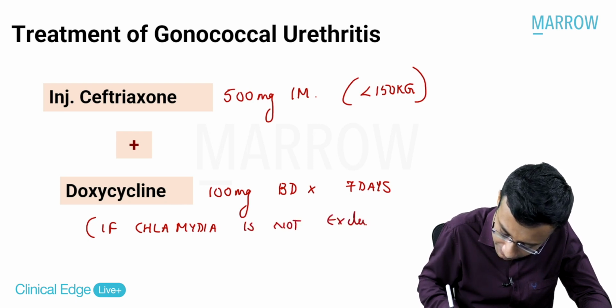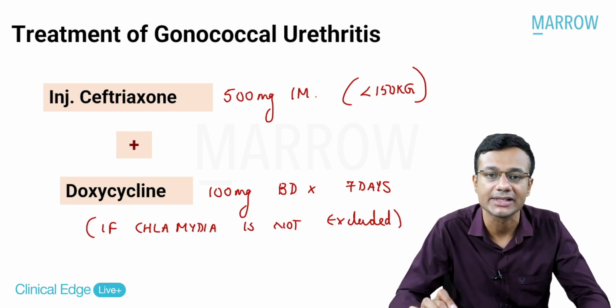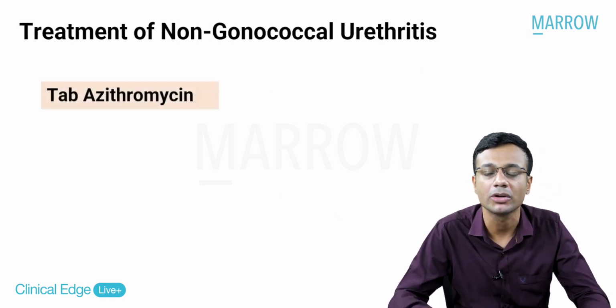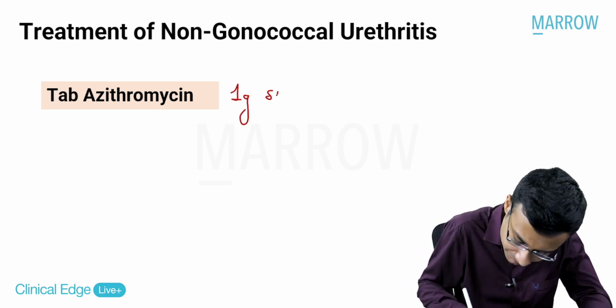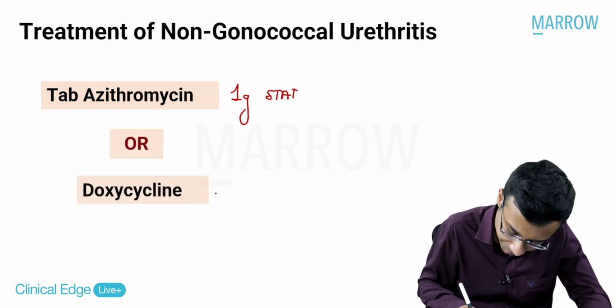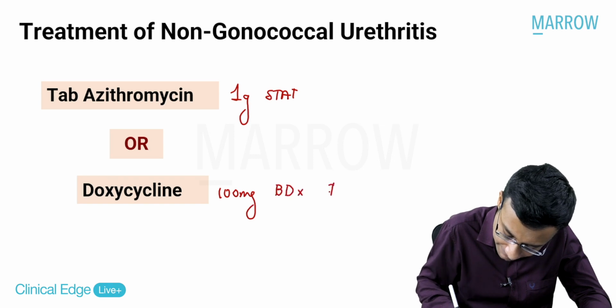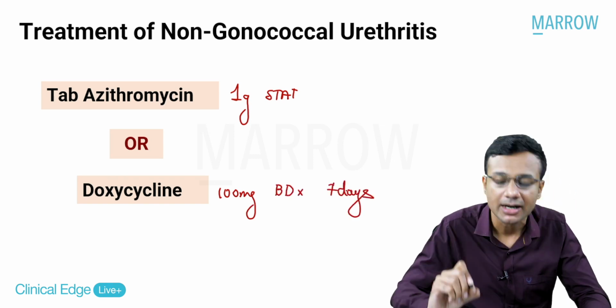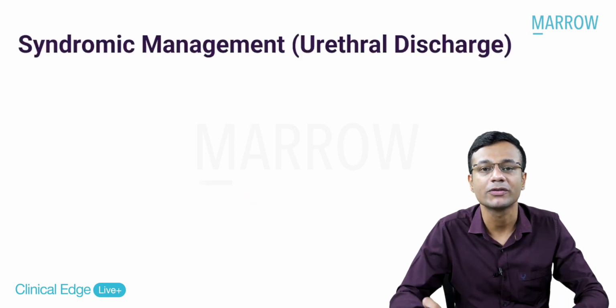If chlamydia is not excluded, definitely you should be giving doxycycline 100 milligram BD for 7 days. When we look at the treatment of non-gonococcal urethritis, number one, we go for tablet azithromycin, 1 gram stat, or doxycycline, same dosage again, 100 milligram BD for 7 days. The next topic is syndromic management of urethral discharge.